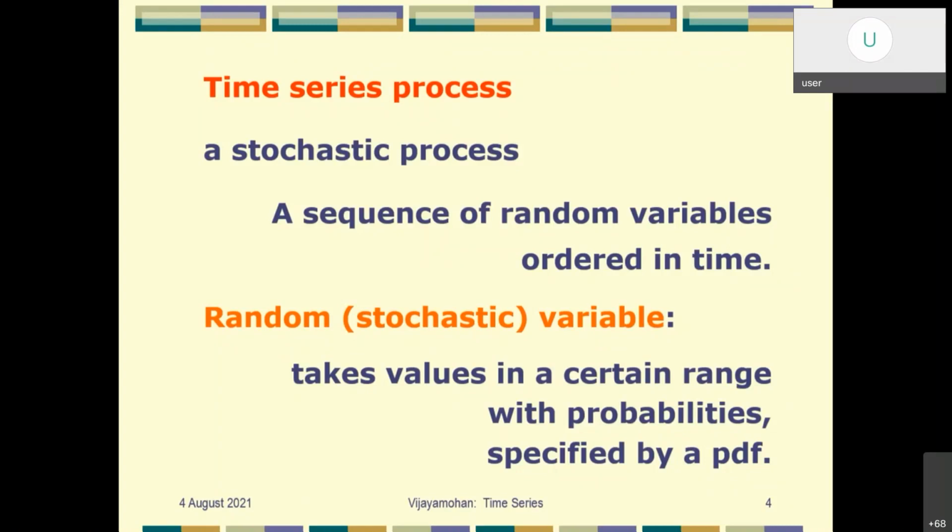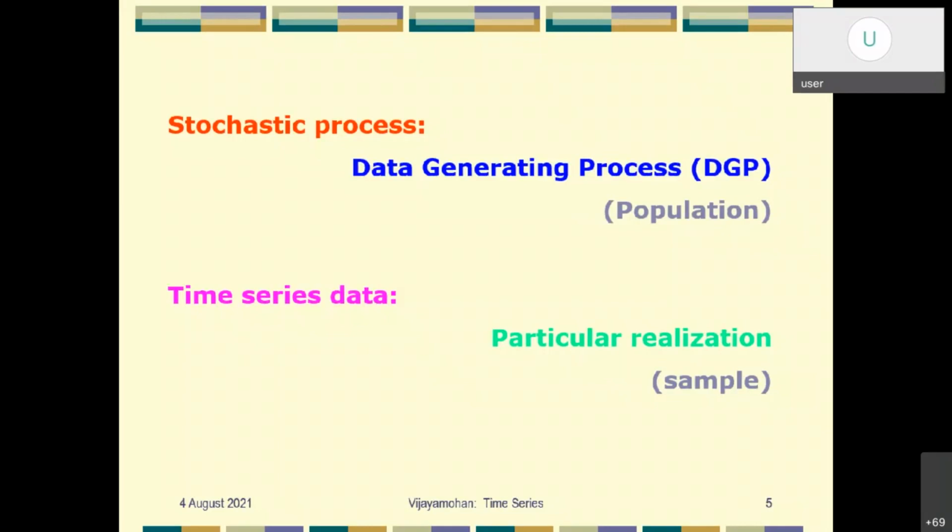We know a random variable takes values in a certain range with the probabilities specified by a probability density function. That we already know. Now this stochastic process is generally called a data generating process in time series econometrics. And this is the same as our population in statistics. So the population in statistics becomes a data generating process, which is a stochastic process in time series analysis. So whenever we say data generating process, remember this is nothing but the population of the time series. Now the time series data is a particular realization, that is, a sample. So if we have time series data, that is a sample from the population, that is, the data generating process.